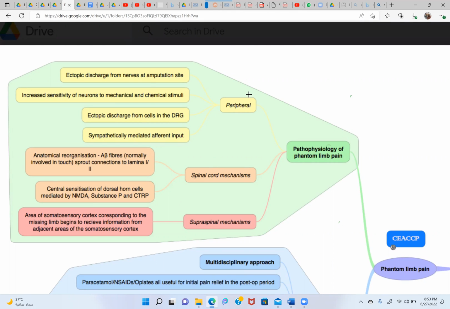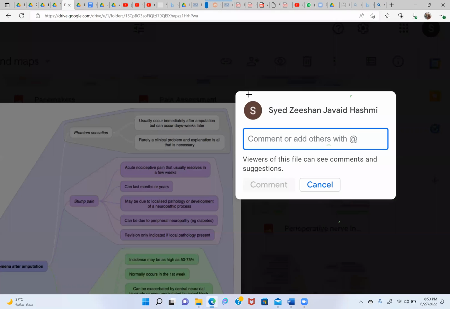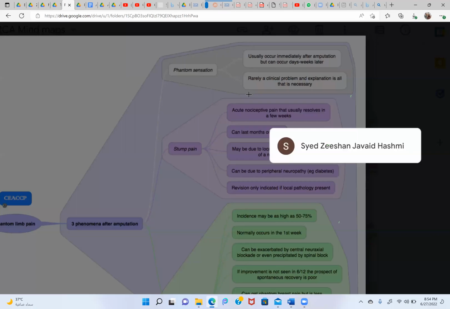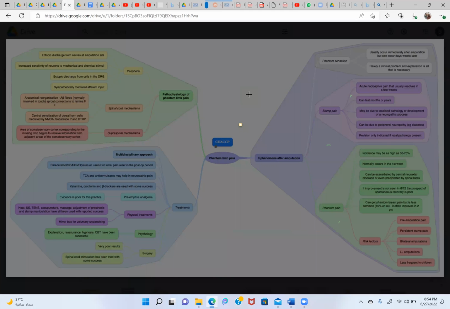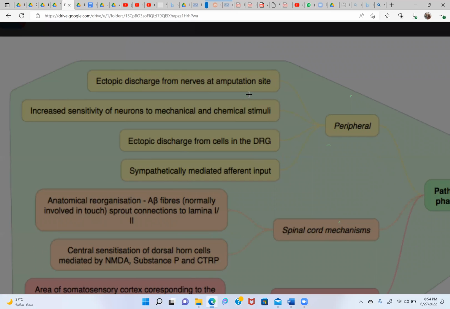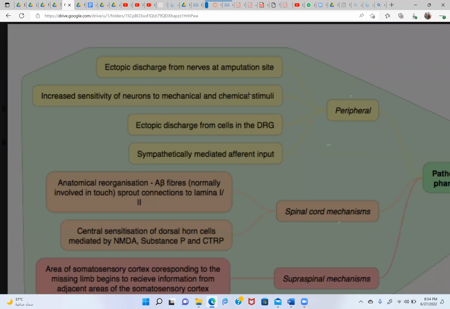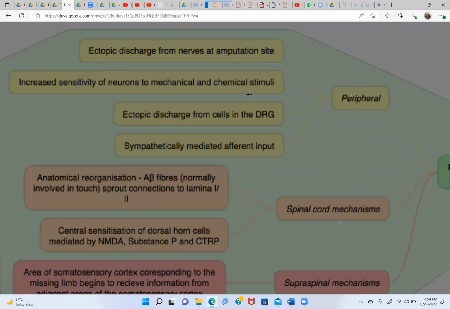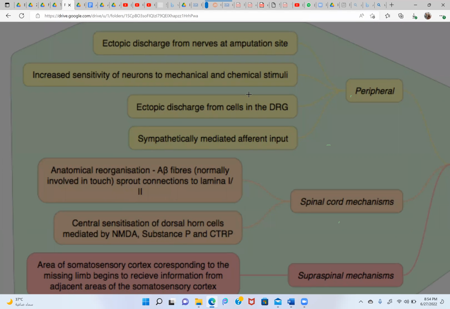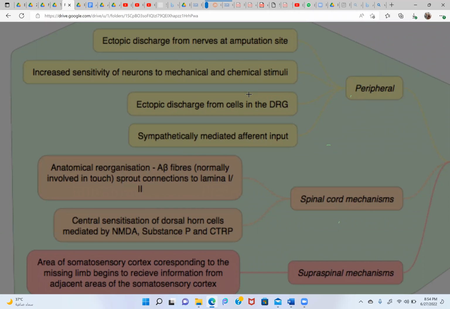Yes, sir. So what is the next step? One is the peripheral level. The next one is the level of the spinal cord. So what happens there? The nerves that were supplying that particular area start sprouting in lamina 2 of the dorsal horn and cause pain in that area. This occurs at the spinal cord level.